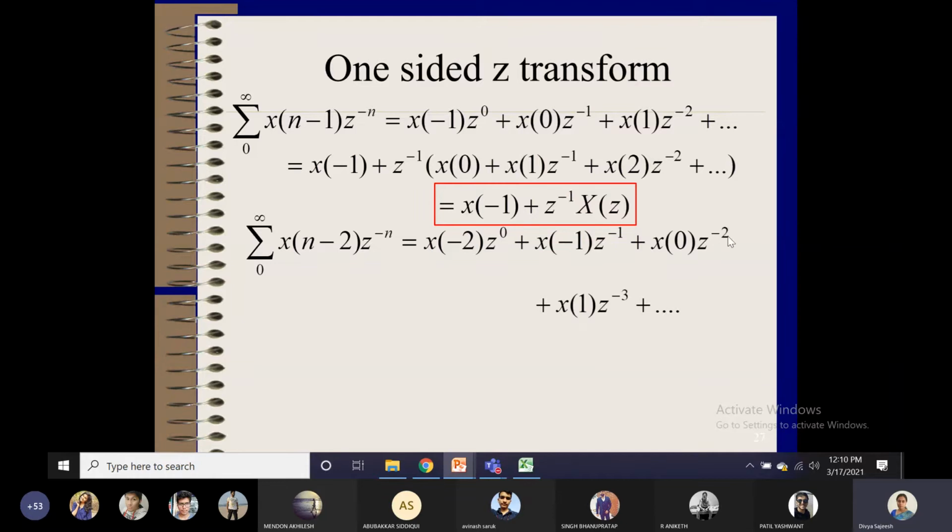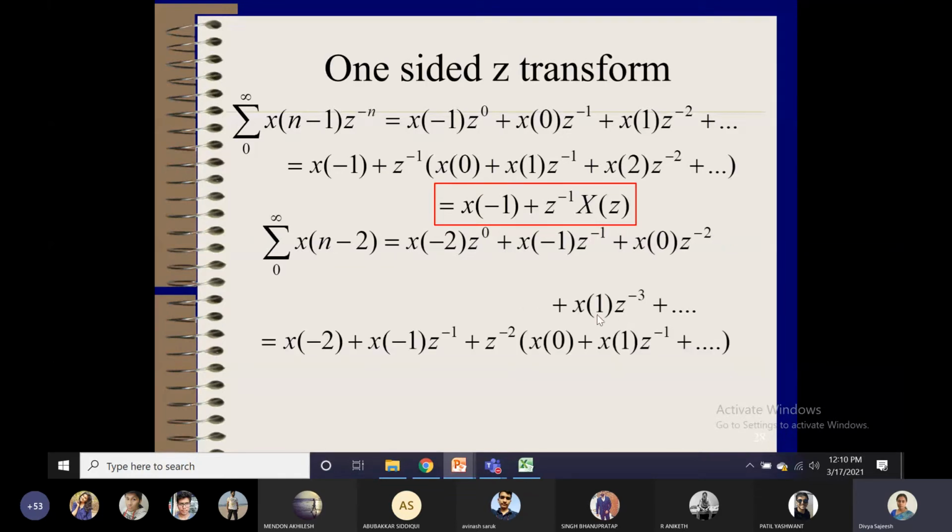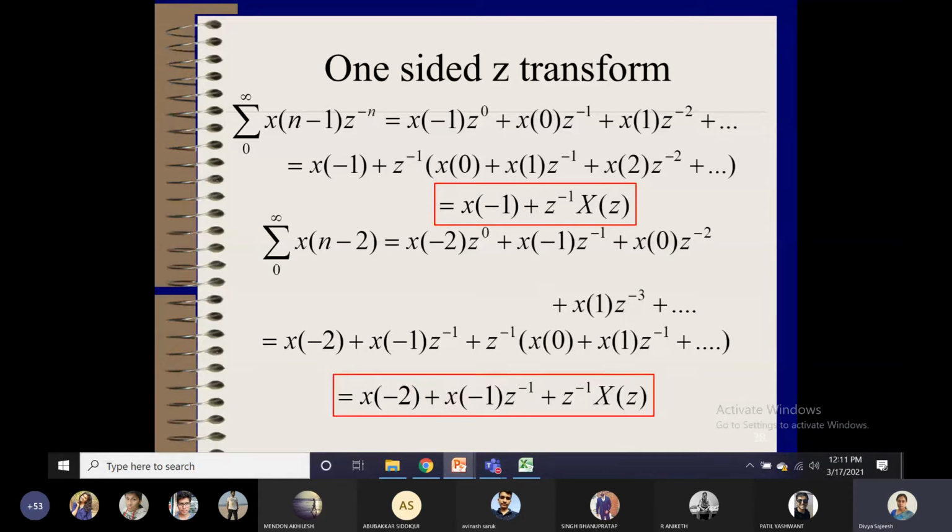Now from where you have to take z out? From the third term, that is x of 0 into z raised to minus 2. From this term onwards, I will take z raised to minus 2 common out. So it will be x of 0 plus, now if I take z raised to minus 2 from this, what is left out will be z raised to minus 1. Now next term will be x of 2 z raised to minus 2, like that. Now I can write.